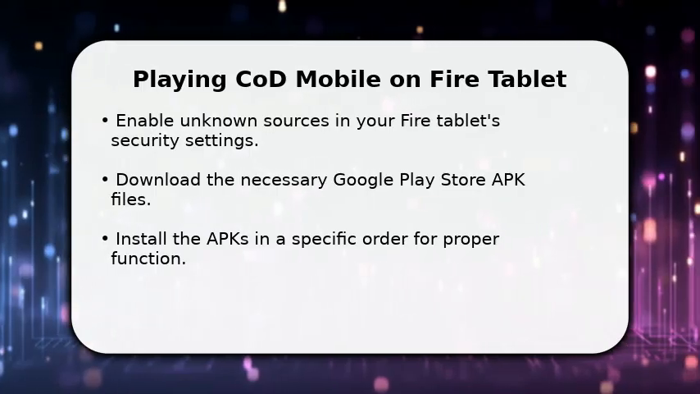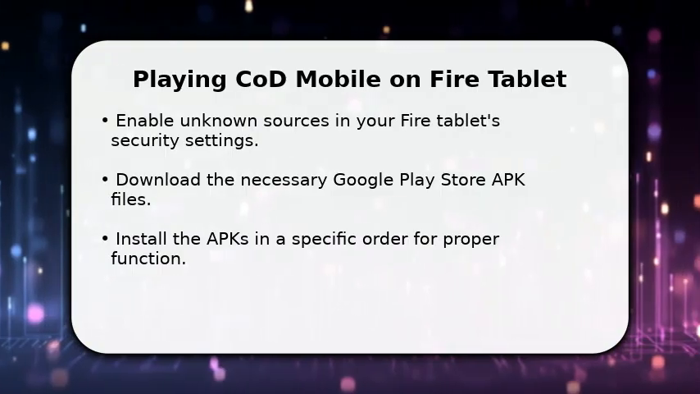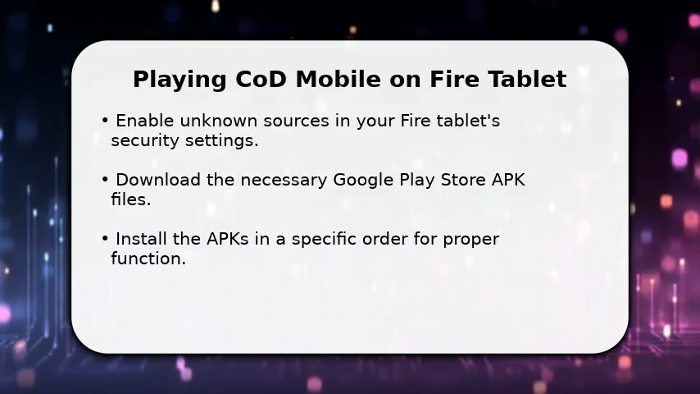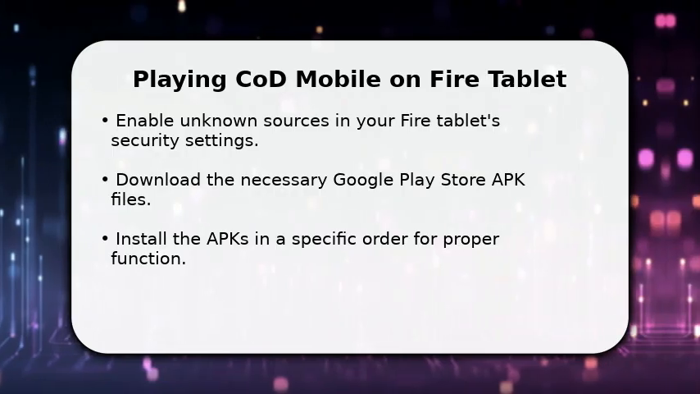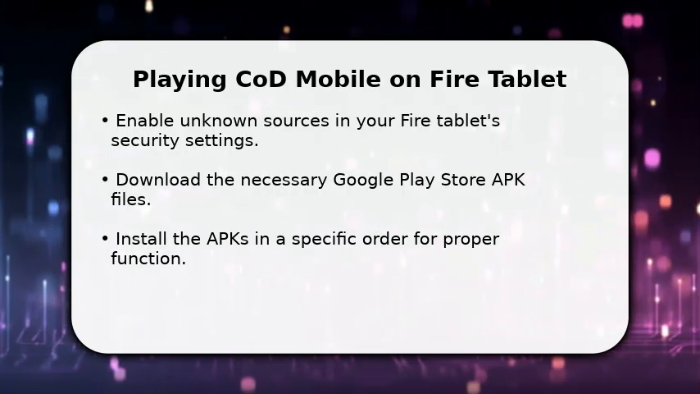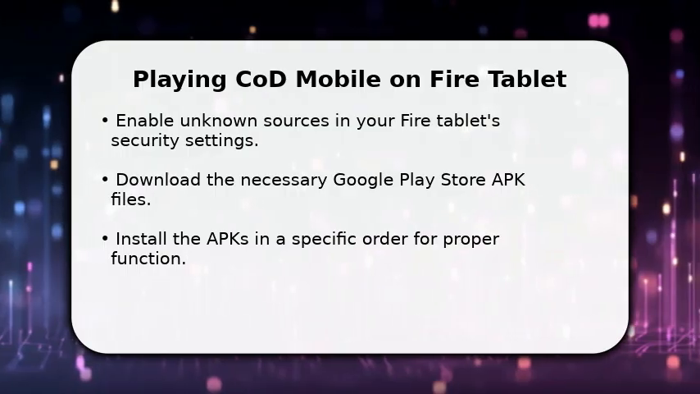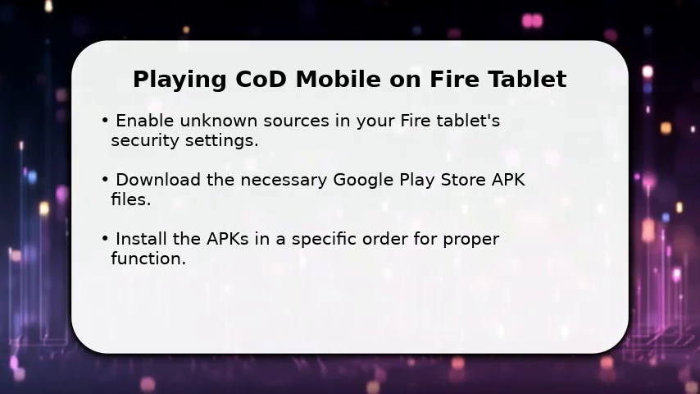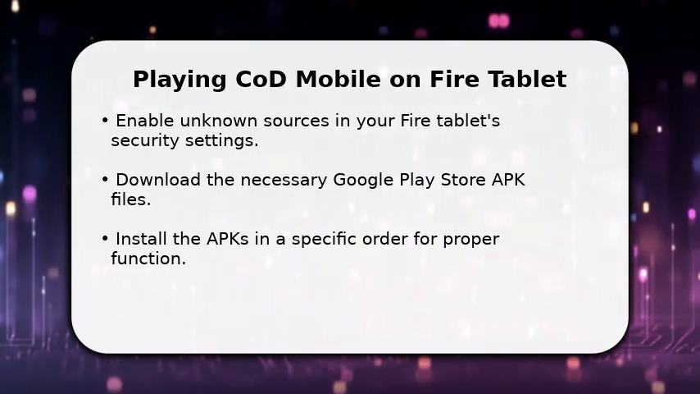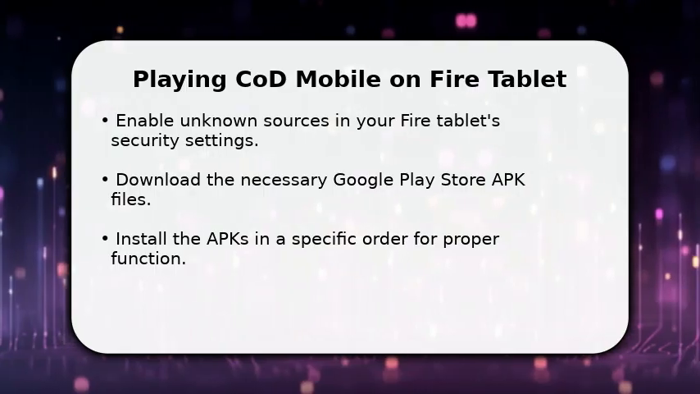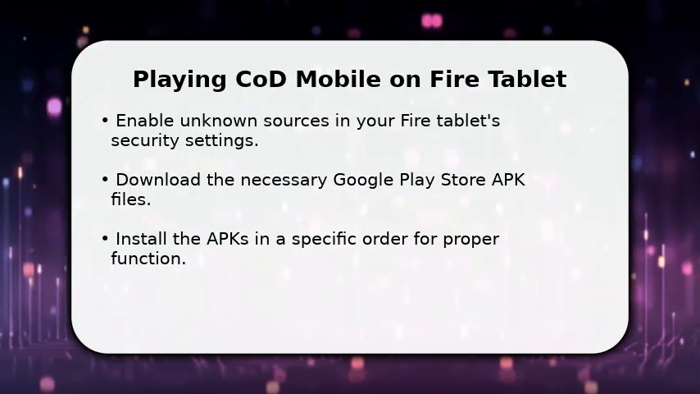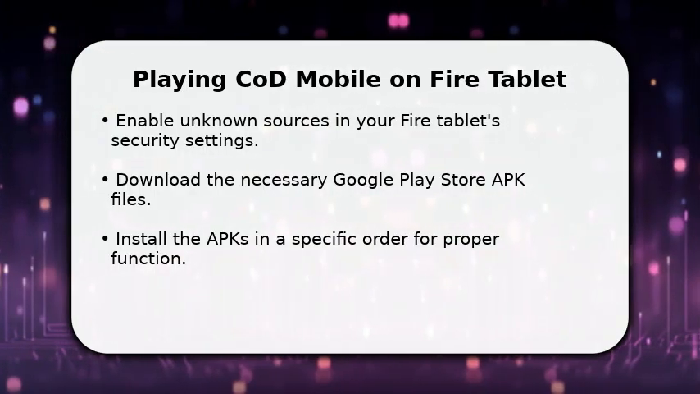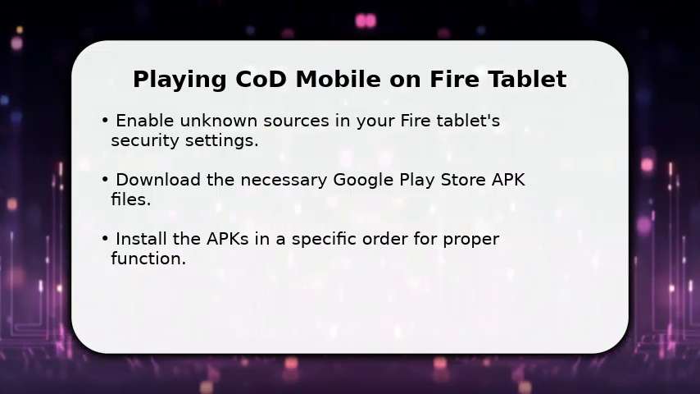In this video, I will explain how to play Call of Duty Mobile on your Fire tablet. First, navigate to your tablet settings, then Security and Privacy, and toggle on the option to install apps from unknown sources. This crucial step allows your device to accept applications not directly from the Amazon App Store. Make sure you understand the implications before proceeding. This sets the foundation for installing Google services.